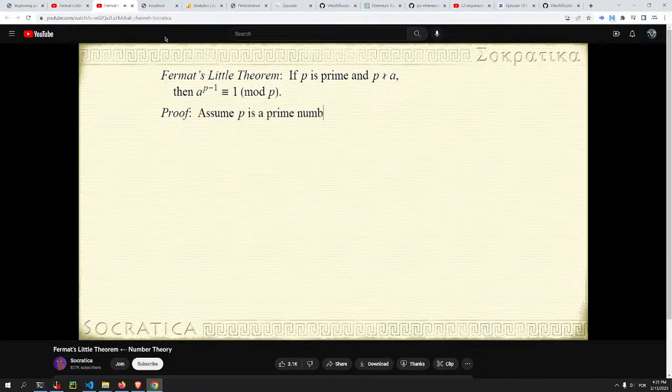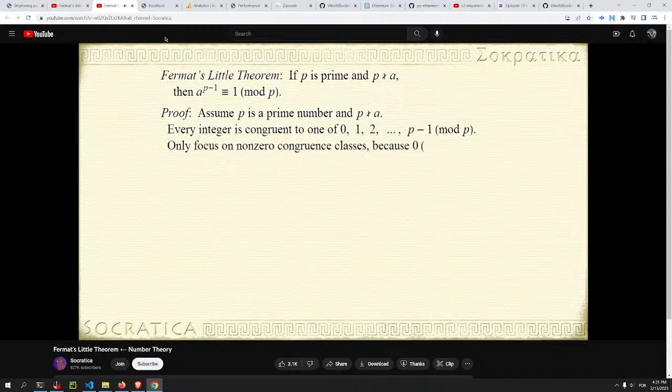So again, we assume that p is a prime number, and p does not divide a. Then every integer is congruent to one of the following: 0, 1, 2, on and on up to p minus 1. And as before, we're only going to focus on the non-zero ones, because 0 is the congruence class that contains all the multiples of p, and we're interested in numbers which are not divisible by p, which are not multiples of p. So we're only going to consider 1, 2, on and on up to p minus 1.